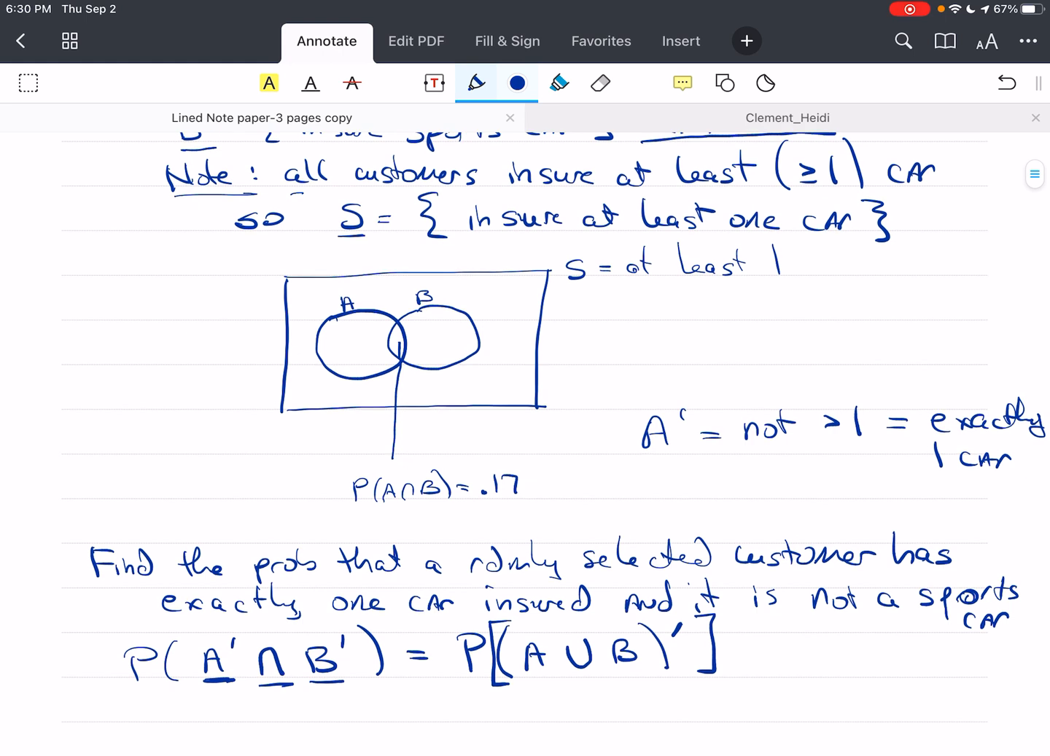Well, this is by De Morgan's law, however you say it. I'll apologize for pronouncing it wrong. Okay, so De Morgan's law. So this is the probability of a complement, and so this is equal to 1 minus the probability of A union B by the complement rule.